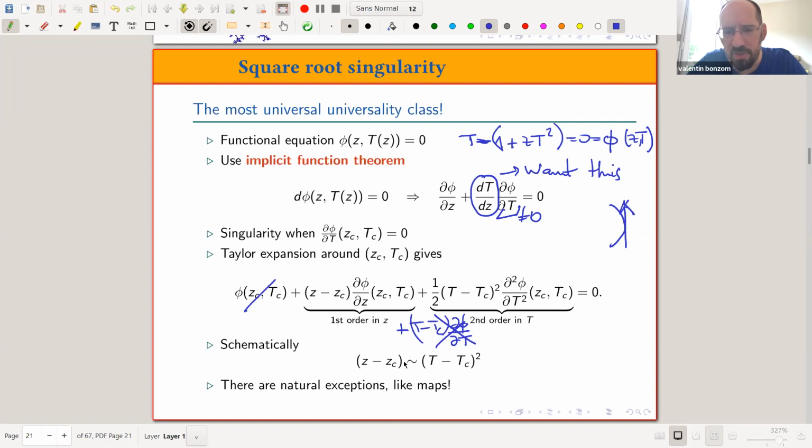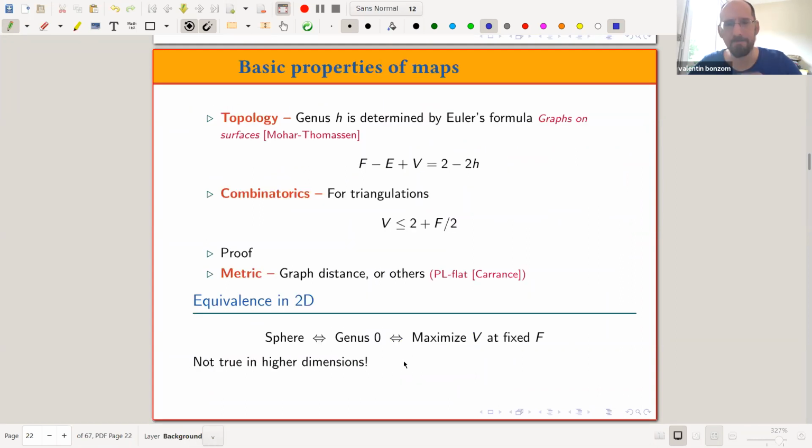Okay? But there are exceptions like combinatorial maps. Okay, so before we go more into maps, I have some basic properties of maps to give you. First, the genus, which is a topological invariant, is determined by Euler's formula. And there's this book by Mohar and Thomassen that you can have a look at. A large part of the book is dedicated to proving this Euler relation in full generality. So F is the number of faces, E is edges, and V is vertices. And h is genus.